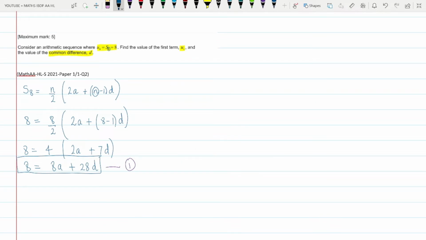Next, if we have to find u8, the formula is a plus (n minus 1) times d, where a is the first term again. We again know u8 is equal to 8. We do not know the first term, plus 8 minus 1 times d. So 8 is equal to a plus 7d. This is our second equation.